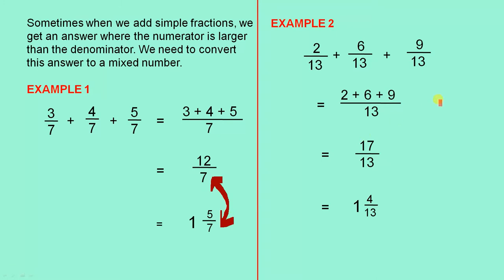There we go. Example 2, 2 over 13 plus 6 over 13 plus 9 over 13. That gives us 2 plus 6 plus 9 all over 13. If you add 2 plus 6 plus 9, that gives you 17, which is 17 over 13. 13 into 17 goes once, with a remainder of 4. And the answer then is 1 4/13.